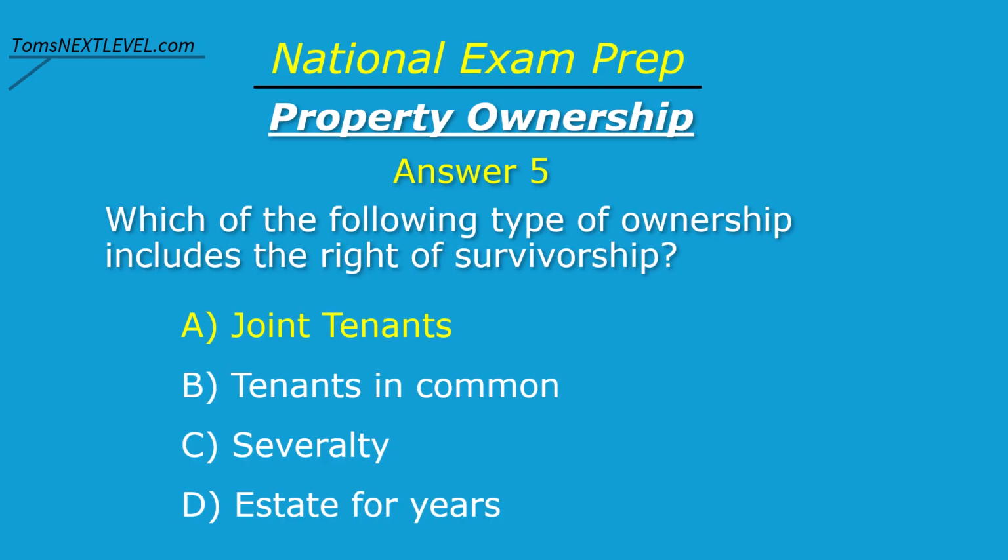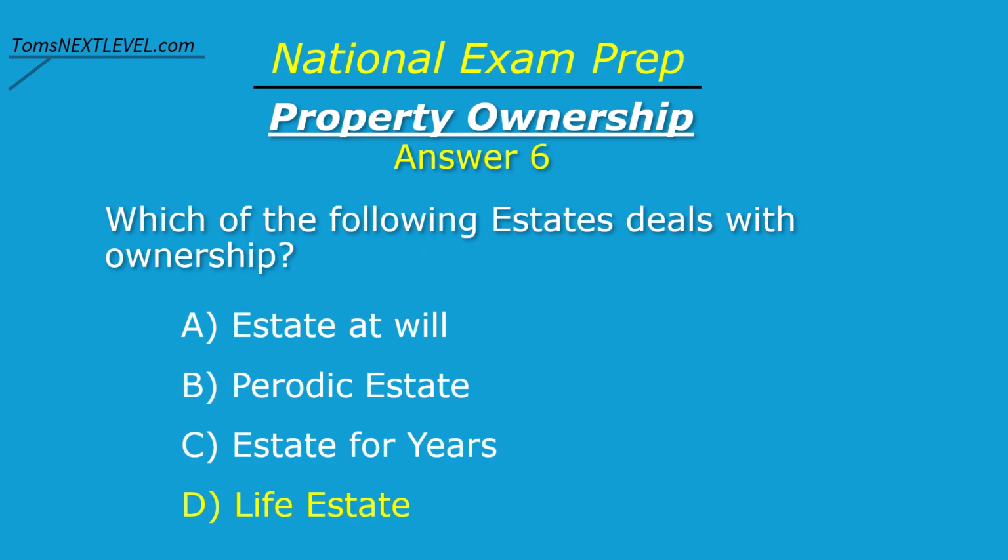Correct answer to number 6 is D, life estate. You deal with freehold estates and leasehold estates. Freehold estates are the only estates that deal with ownership. Remember, your leasehold estates deal with possession and use. So the first 3 answers here are leasehold estates. They do not deal with ownership. But with a life estate, the life tenant owns the property just like any other owner would until typically the day they die.